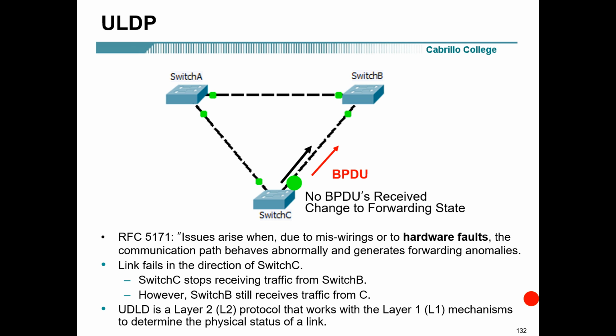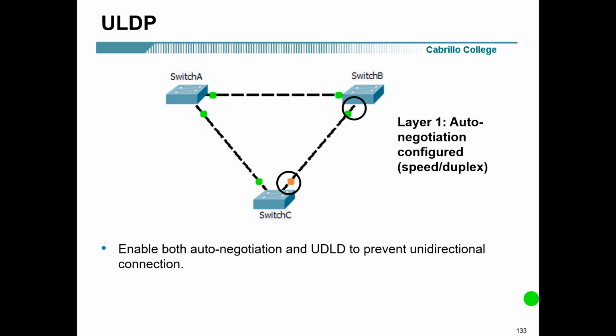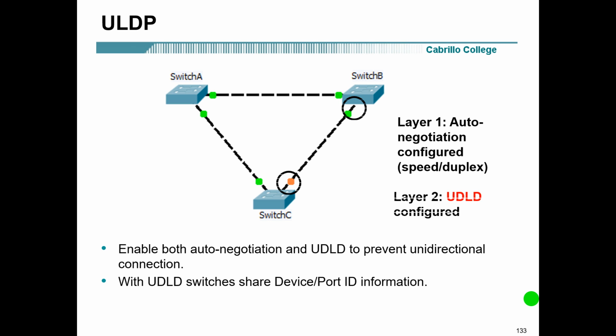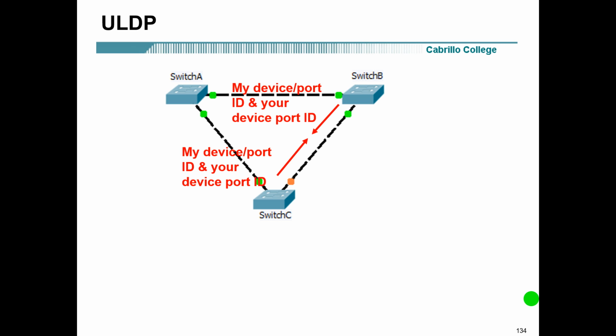UDLD is a layer 2 protocol that works with the layer 1 mechanisms to determine the physical status of that link. So again, UDLD will auto-negotiate the configuration, speed, and duplex. When the UDLD switches share the device port ID, my device port ID and your device port ID will configure.